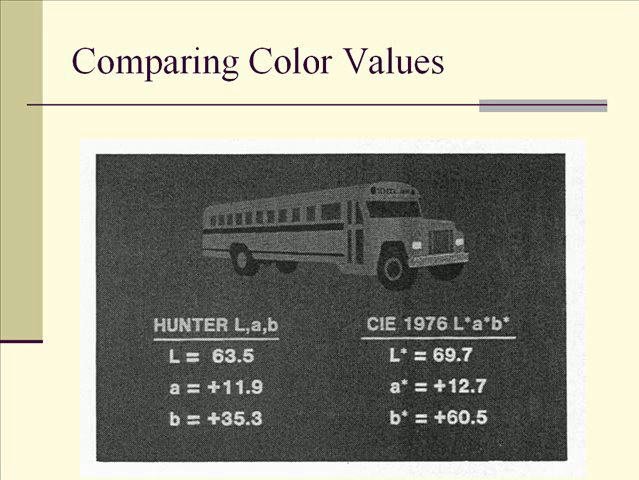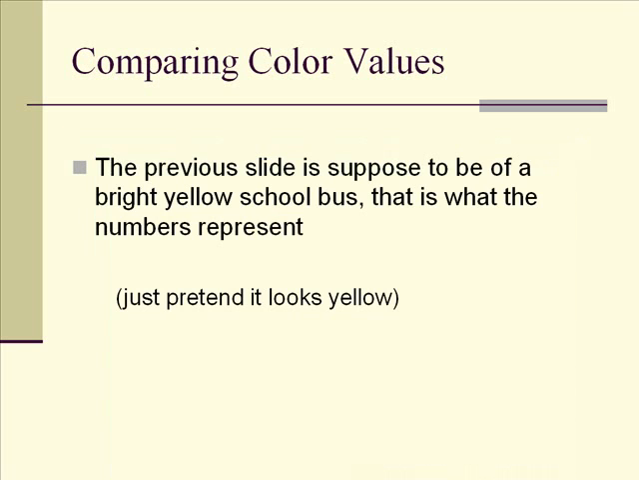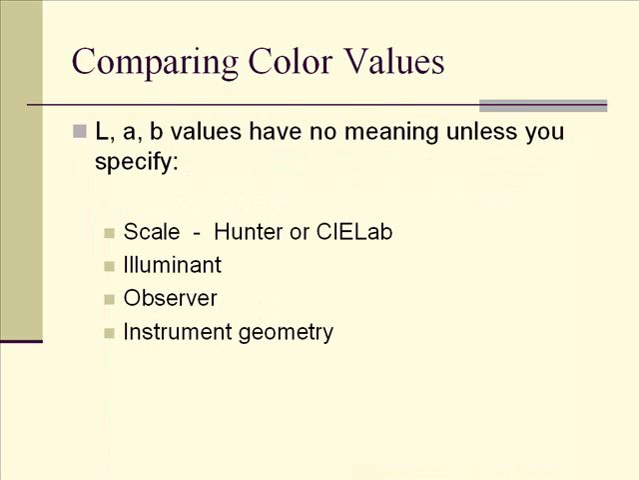The previous slide is supposed to be of a bright yellow school bus. That is what the numbers represent. Use your imagination. Since we have those two sets of numbers, if we want to get some meaning out of them, we need to make sure of several things. LAB numbers have no meaning unless you specify whether you're using the Hunter Lab or the C-Lab system. You've got to know that to be able to do the right calculations.